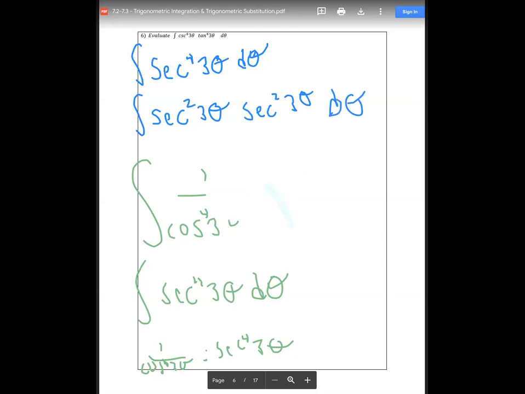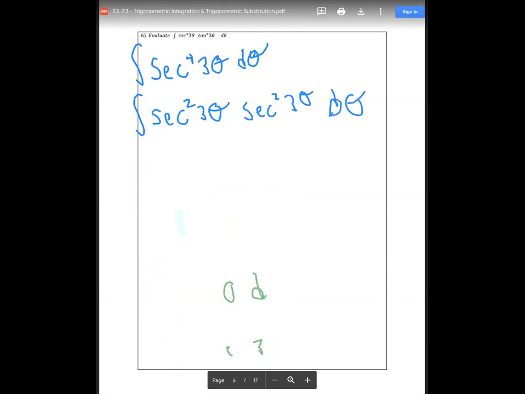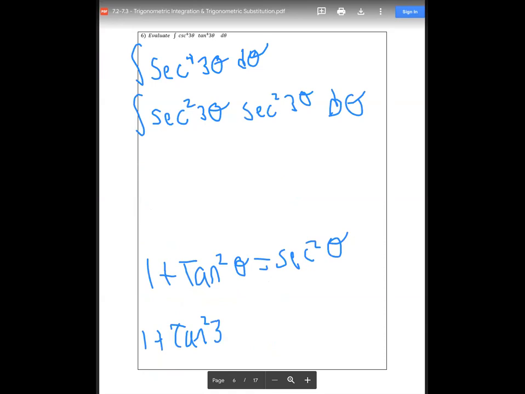So let me erase this. The identity goes as such. We had kind of gone over this in the previous problem, but the identity is 1 plus tangent squared of theta is equal to secant squared of theta, and that works with this even with a different number. So 1 plus tangent squared of 3 theta is equal to secant squared of 3 theta. So secant squared of 3 theta is equal to 1 plus tangent squared of 3 theta.